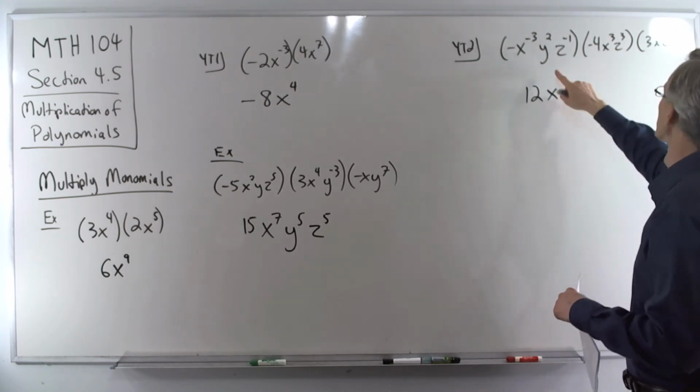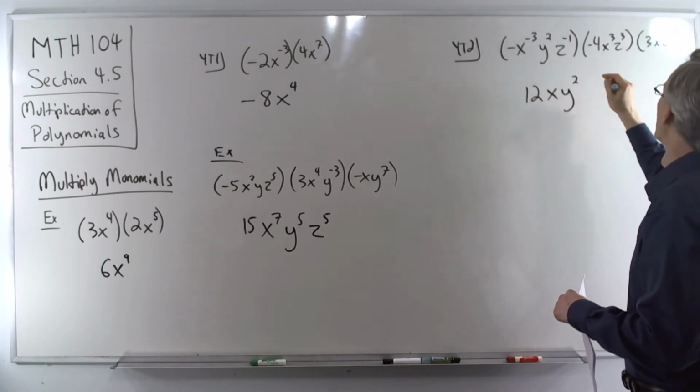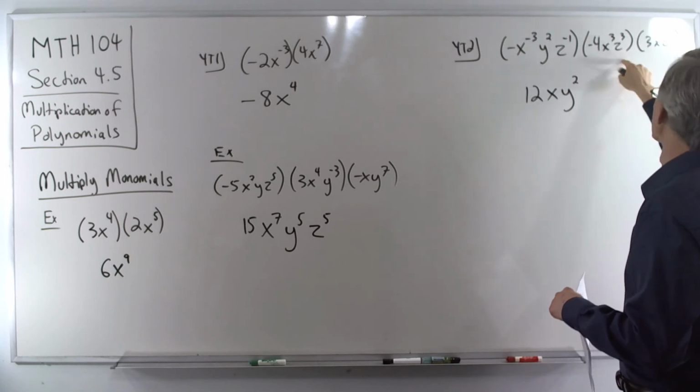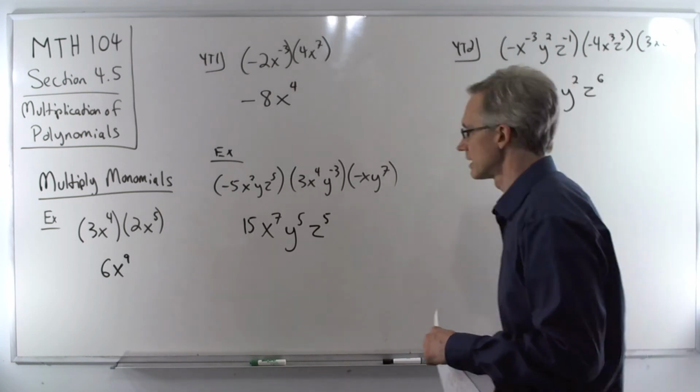Now we'll do the y's. Got 2 of them here, and that's it, so y squared. All right, we have z to the negative 1, z to 3, z to 4. So add all those up. 7 minus 1 is 6. Z to the 6th. 12xy squared z to the 6th.